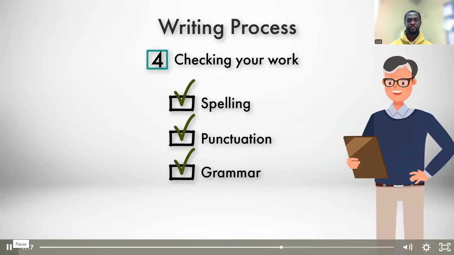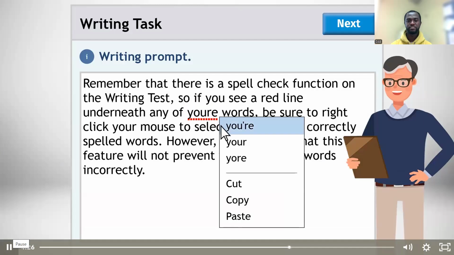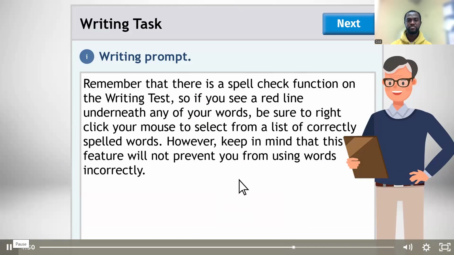Remember that there is a spell check function on the writing test. So if you see a red line underneath any of your words, be sure to right-click your mouse to select from a list of correctly spelled words. However, keep in mind that this feature will not prevent you from using words incorrectly.